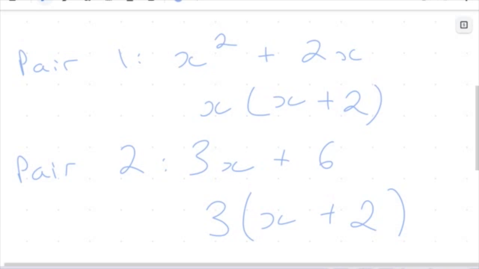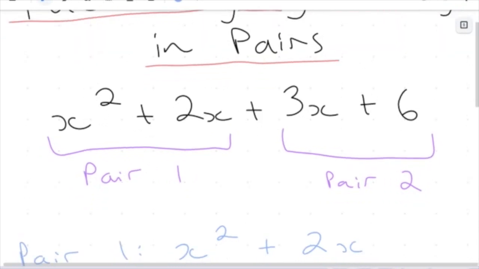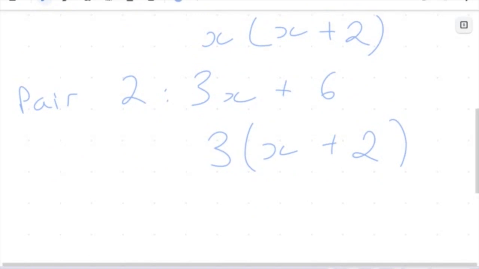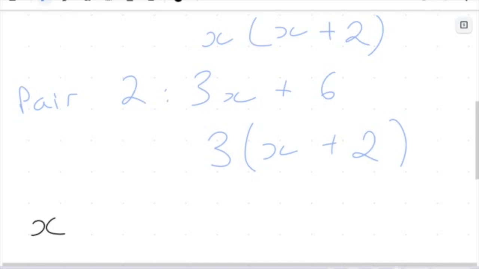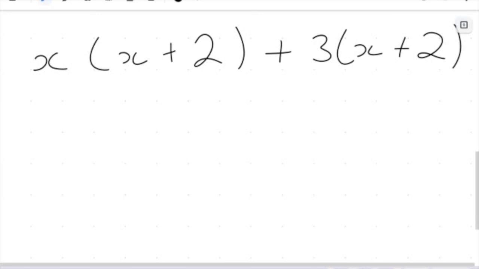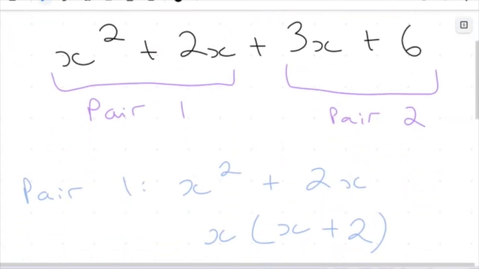Now that these have been factorized individually, I'm going to rewrite my initial expression in the factorized form. So I have x outside of x plus 2, plus 3 outside of x plus 2. This is no different to the original expression, there's just a couple of things factorized. I've taken the x out of this pair of terms, and I've taken the 3 out of this pair of terms.